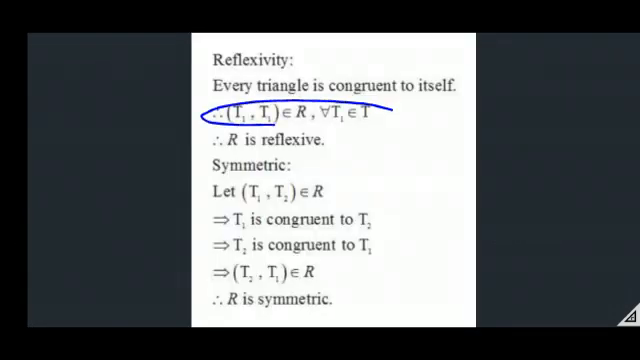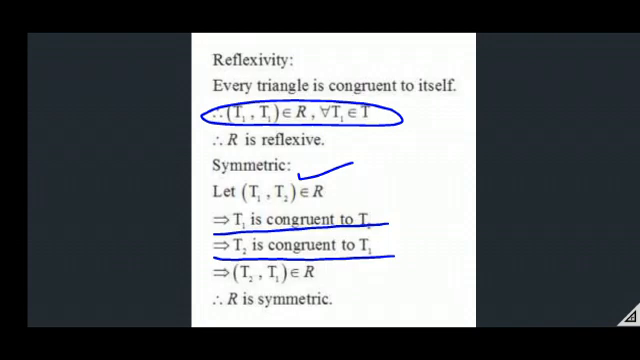Every triangle is congruent to itself. Yes, definitely. So I will get that T1 is related to itself, so I get reflexive. Symmetric: suppose I have T1 is congruent to T2 and T2 is congruent to T1. So vice versa, definitely. If T1 is congruent to T2, they belong to the set, and T2 will be congruent to T1. So if (T1, T2) is an element of the set, then (T2, T1) is also an element of the set, right?